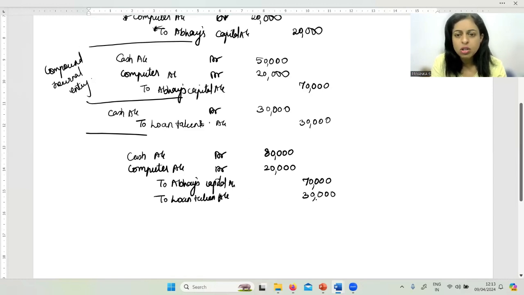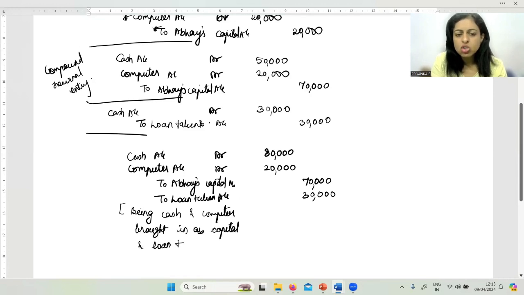So loan taken account 30,000, right? So the narration for this transaction would be: being cash and computer brought in as capital and loan taken in cash. Or you can just write loan taken in cash. Right? Hope that is understood. So this is how a compound journal entry will be written.